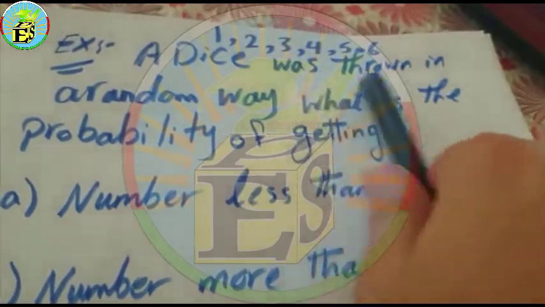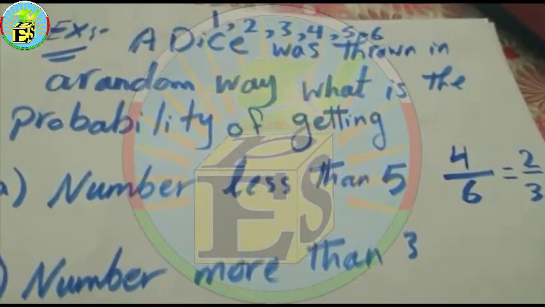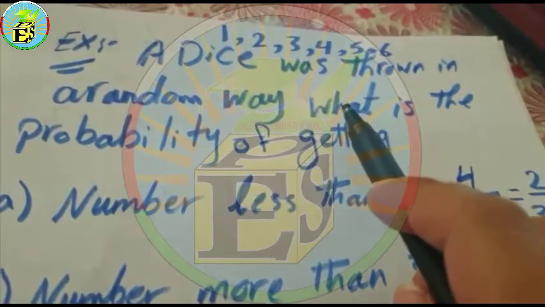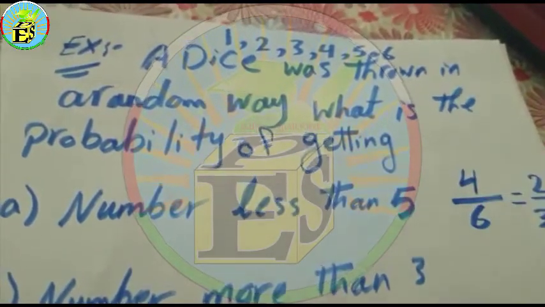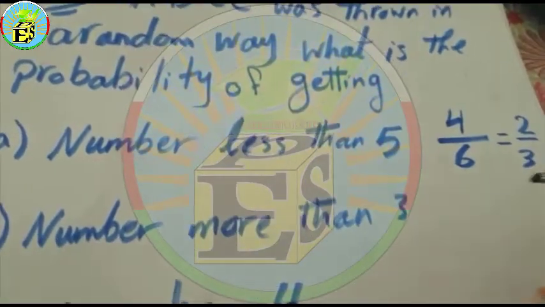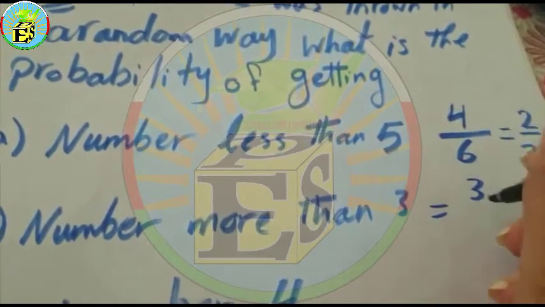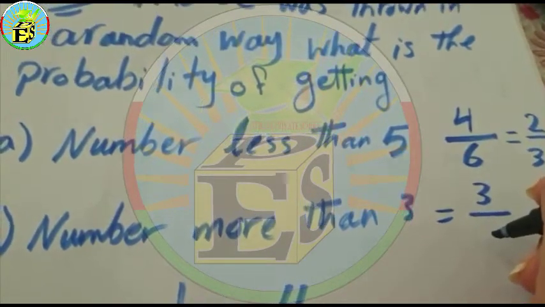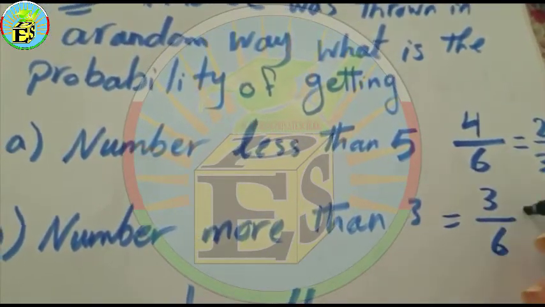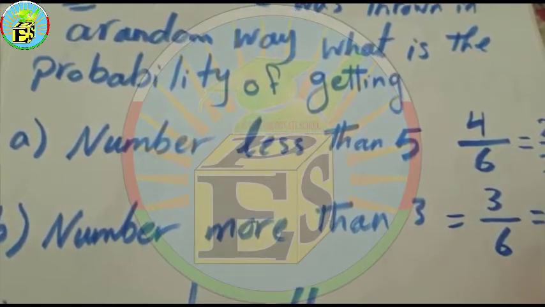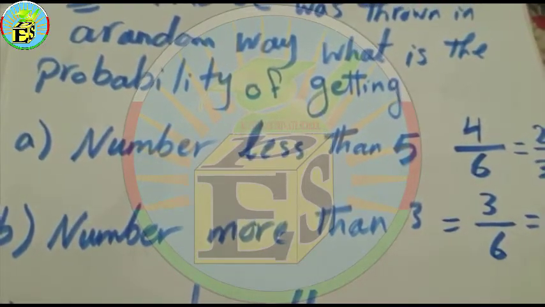Next one, a number more than 3. Which numbers here are more than 3? It will be 4, 5, and 6. How many numbers? It will be 3. Out of what? All of the outcomes. It will be 6 numbers. Simplified, it will be 1 over 2.